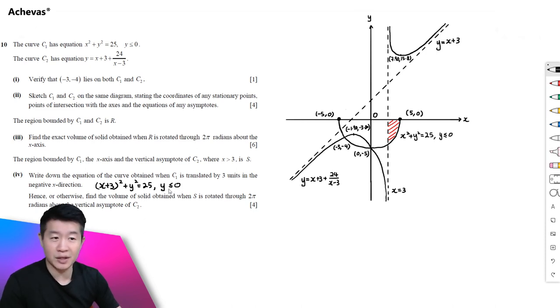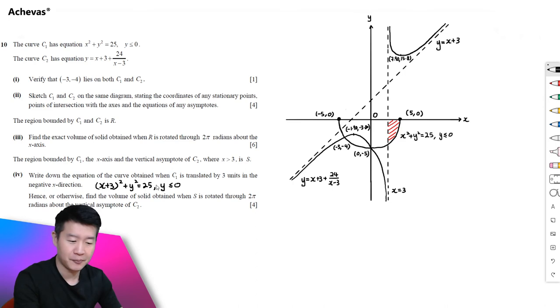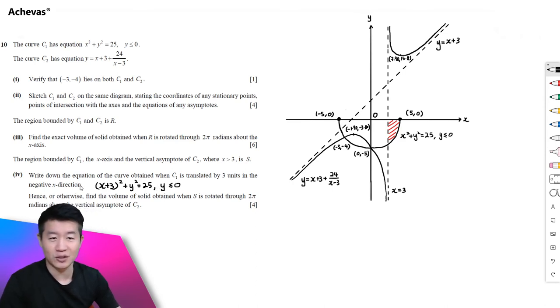Please remember to write this in, okay? Because this is part of your description of the curve C1. By doing a translation, it doesn't mean that suddenly the positive portion of the y will appear. So this is still essential, or else I don't think you're going to be getting the marks. The max, I think, is going to be just 1 mark. So if you have missed this out, probably you're going to lose the full 1 mark. So replacing all the x by x plus 3, I've gotten this.